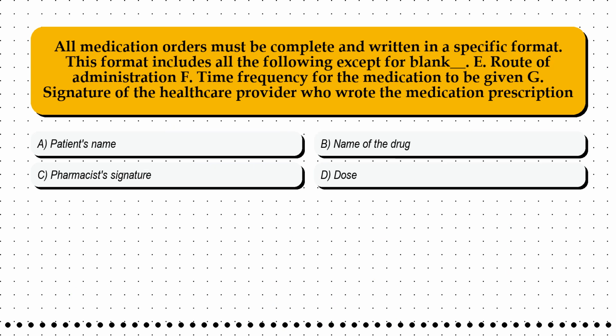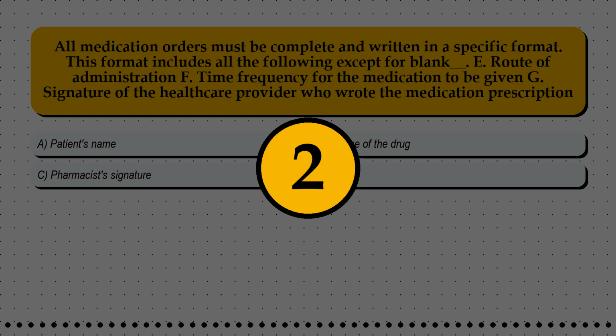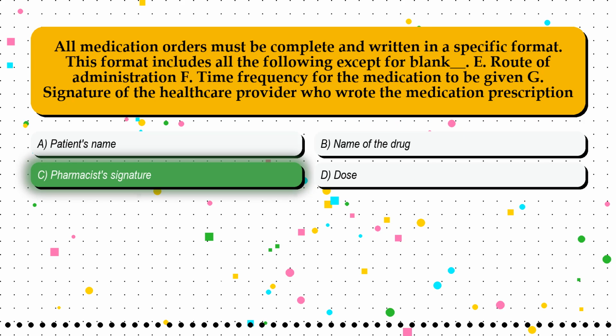Question 12. All medication orders must be complete and written in a specific format. This format includes all the following except for blank. Route of administration, time frequency for the medication to be given, signature of the healthcare provider who wrote the medication prescription. Option A. Patient's name. Option B. Name of the drug. Option C. A pharmacist's signature. Option D. Dose. The correct answer is option C.